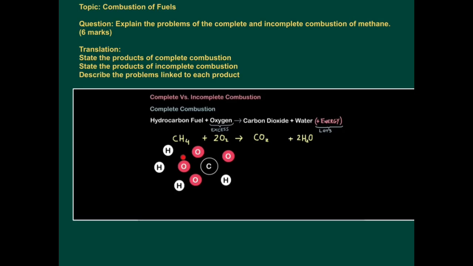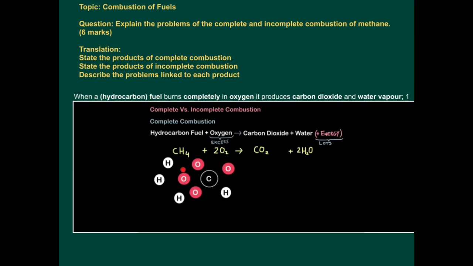This exam application tutorial is on the topic of combustion of fuels. The question for 6 marks: explain the problems of the complete and incomplete combustion of methane. So what this is asking you to do is state the products of complete combustion, state the products of incomplete combustion, and describe the problems linked to each product.